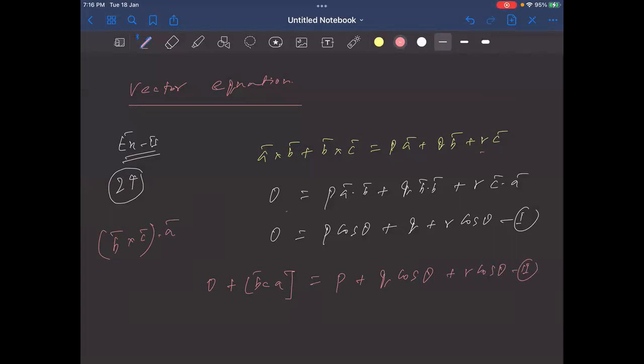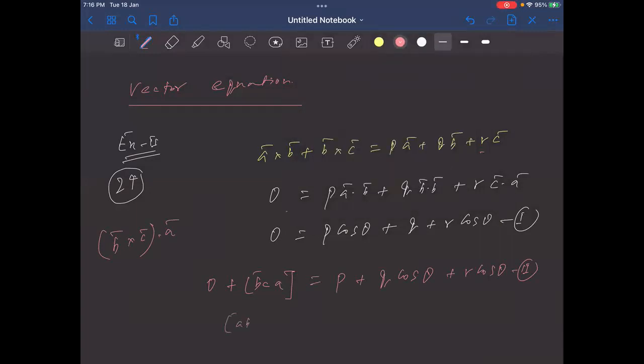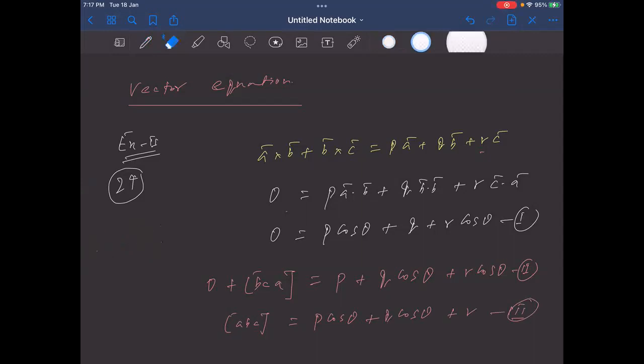Yes, sir. Now we will take dot with C. C बच गया तो C के साथ dot लेंगे तो STP of ABC. Get P cos theta plus Q cos theta plus R. These three equations we have got. So it's like now simple three equations, but only one problem is there. We don't know the value of STP of ABC. Is there any way out we can get the STP of ABC from the given data?